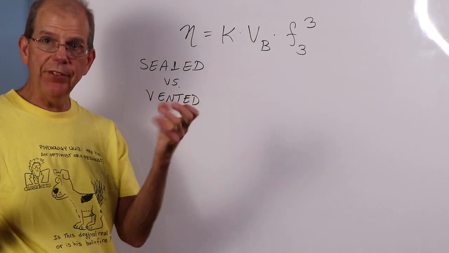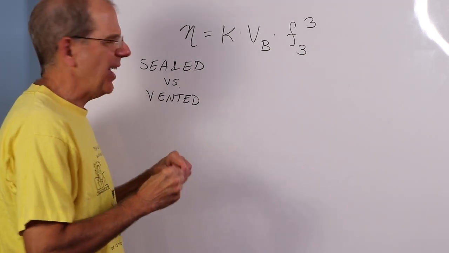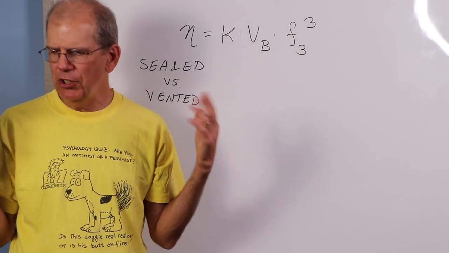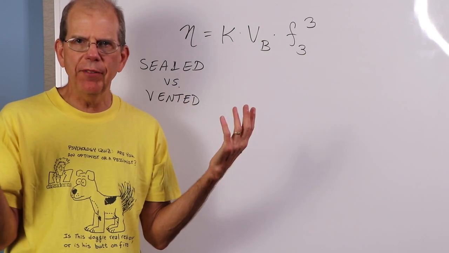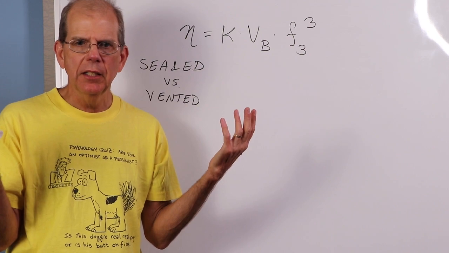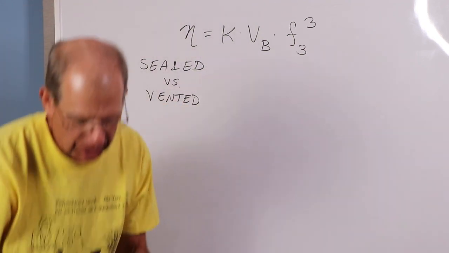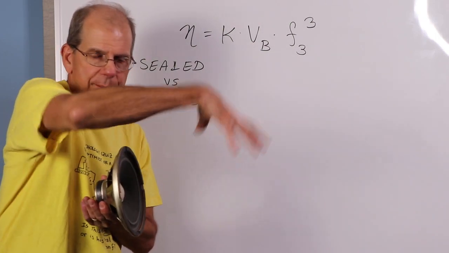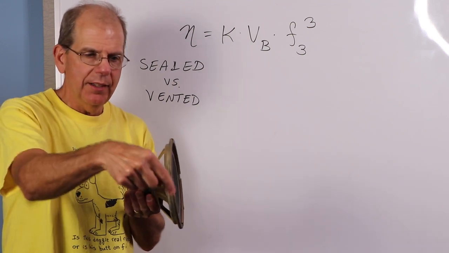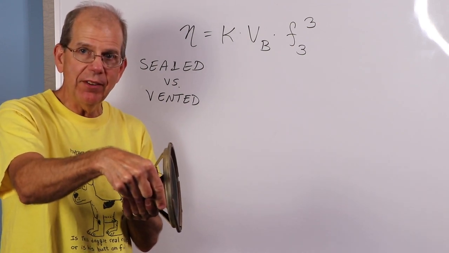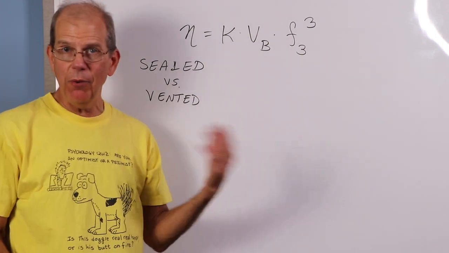There are pluses and minuses. Why do they do that? Why would you put a hole in there? For that matter, why even use an enclosure? What's the point of having an enclosure? Well, you don't want the front wave to meet the back wave. When this thing pulses out, you get positive pressure over here, but at the same time, you get negative pressure back here. Out here, they basically cancel each other out. You get no bass. So you need to make sure the back wave doesn't meet the front wave.